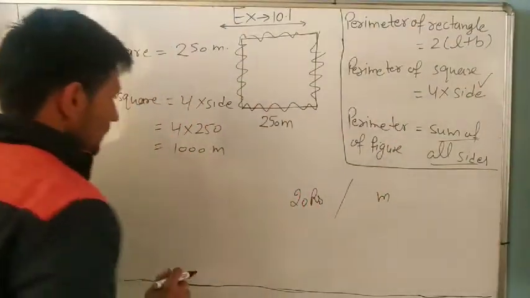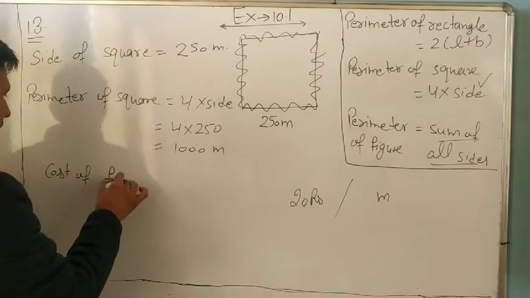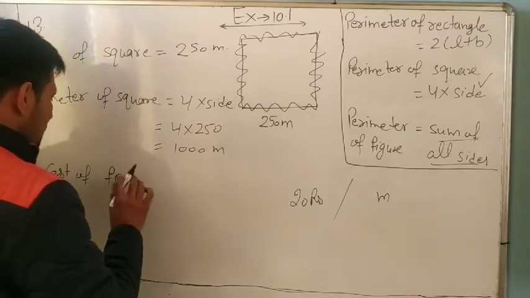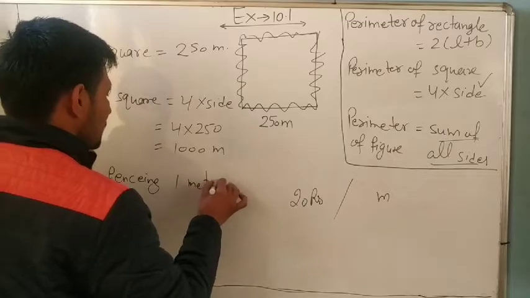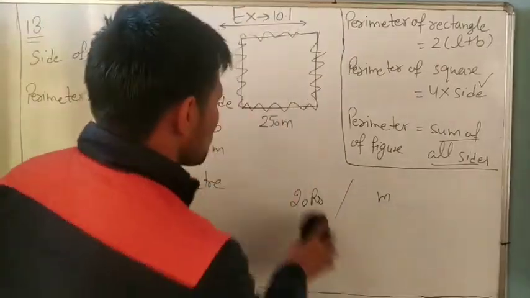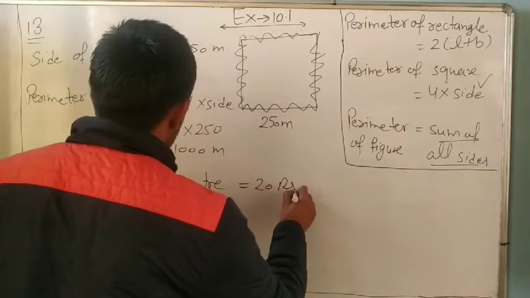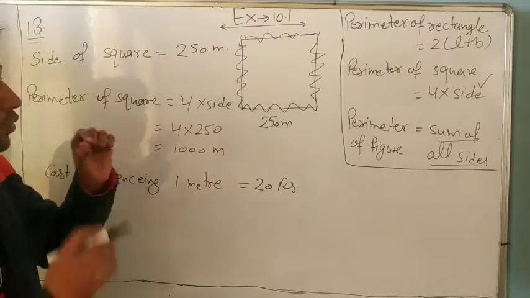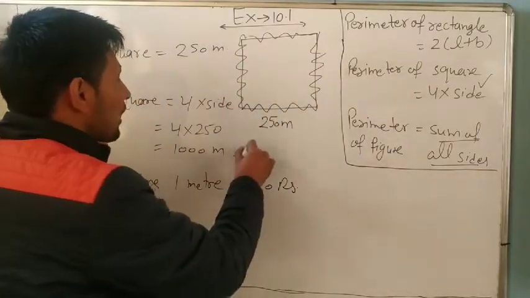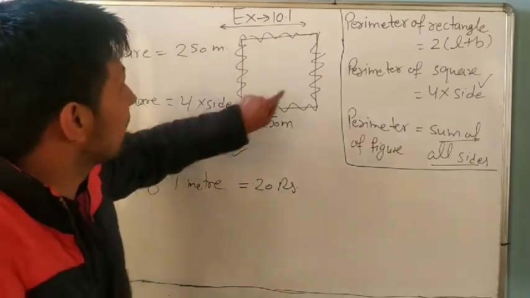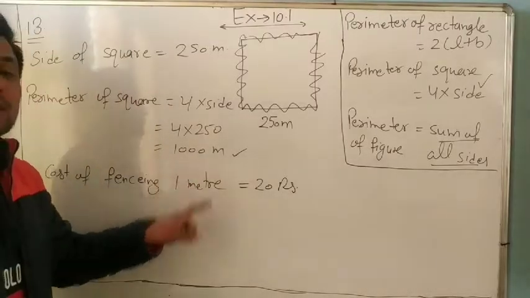So now we will write: cost of fencing 1 meter. What is the cost of fencing of 1 meter? How much is given? 20 rupees. But the total length, how much? What is the total length of fencing? We want 1000 meter, because we want to do fencing on the outer side. The total length of the outer side is 1000.